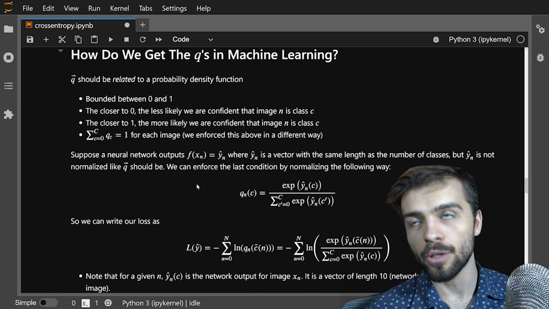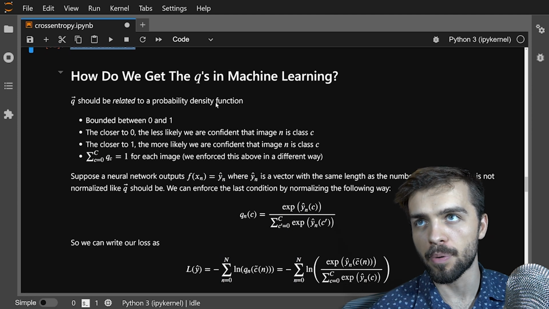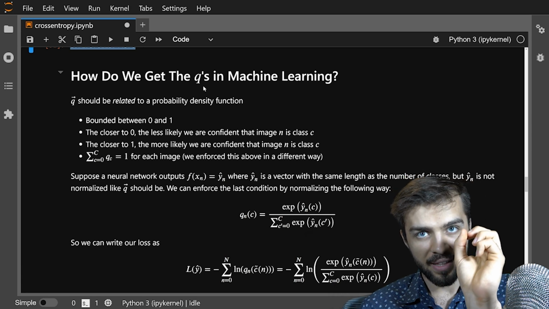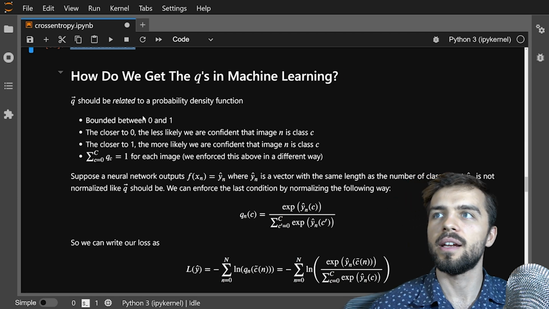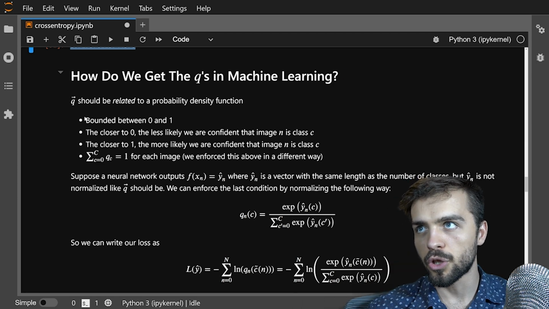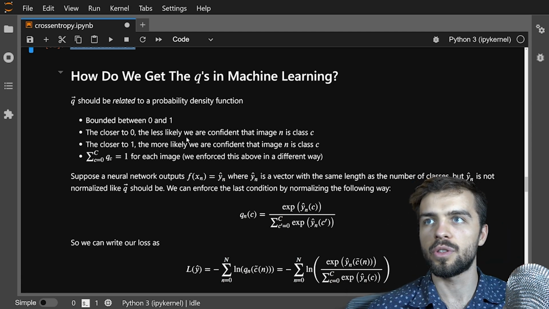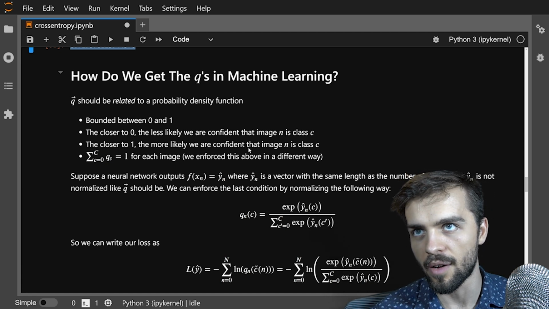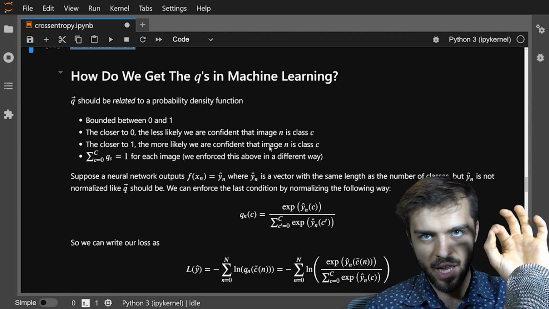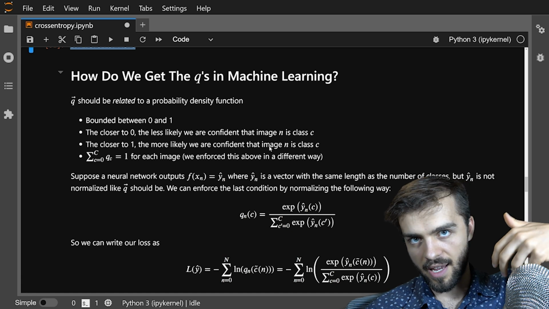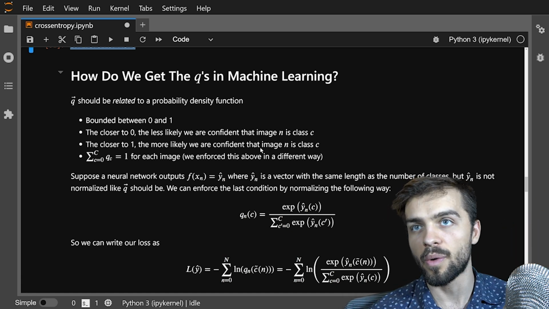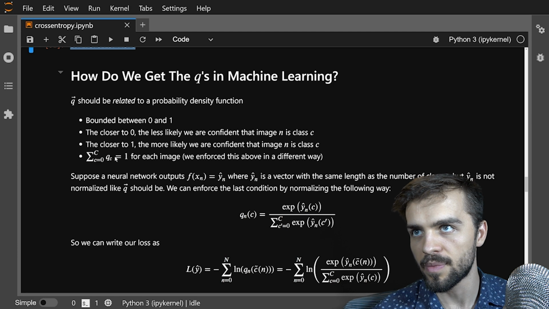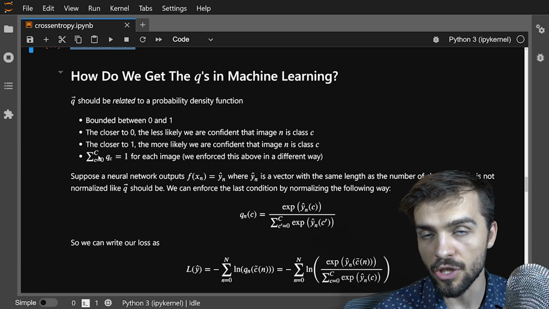So in machine learning, it can be a little complicated sometimes. We know that Q should be related to a probability density function, and in the examples above, I'm sort of normalizing the Qs to enforce the constraint that Q is a probability mass function. So they're bounded between 0 and 1. The closer that each element of the Q is to 0, the less confident we are that image n is class C. And the closer to 1, the more confident we are that image n is class C. So I take my nth image and look at these numbers, and the small numbers say I'm not confident it's that class, and the larger numbers close to 1, I am confident. And the most important thing is that if I sum all the Qs together for a particular image, it equals 1. This is the normalization constraint.